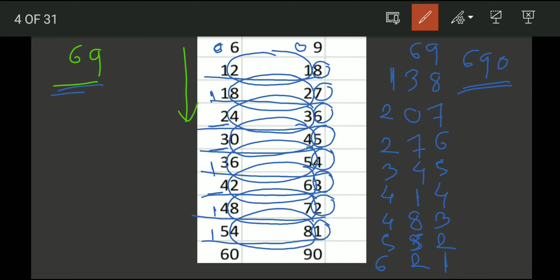I hope you have understood this, how to make a table. So now as homework, make a table of 73.